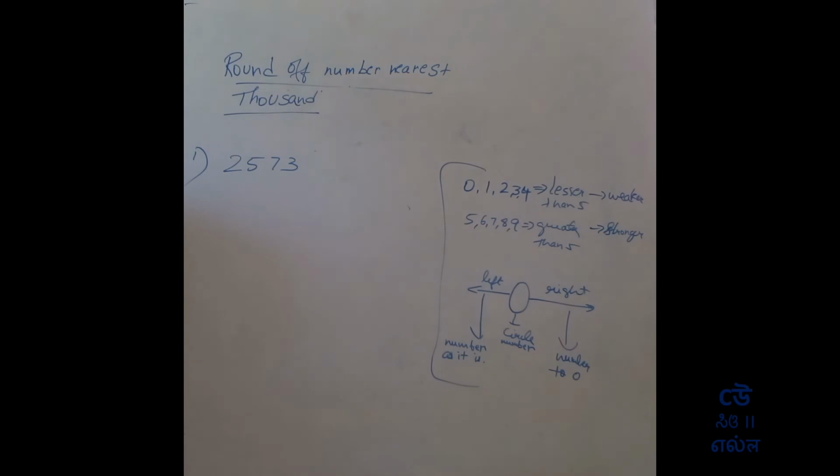We have to write the place value, that is ones, tens, hundreds and thousands. Next, as they have asked for the thousands place in the question, we have to circle the thousands place value. Next, what should we do? Next to the circle, we have to consider the right side number.